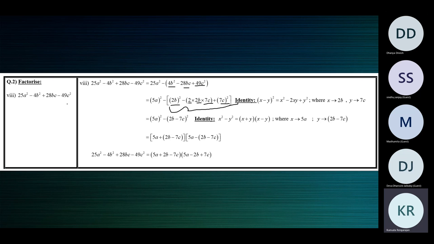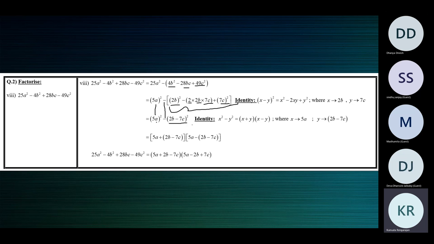So we have 5a the whole square, the first term as it is. These three terms can be written as x minus y the whole square, 2b minus 7c the whole square. This minus sign as it is.